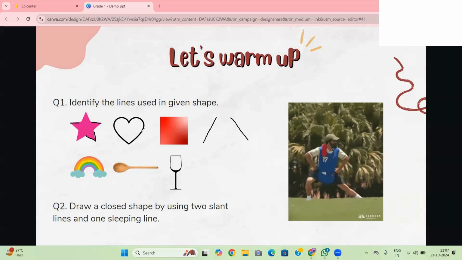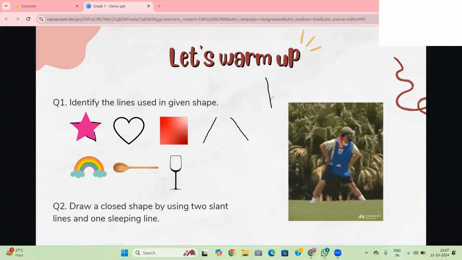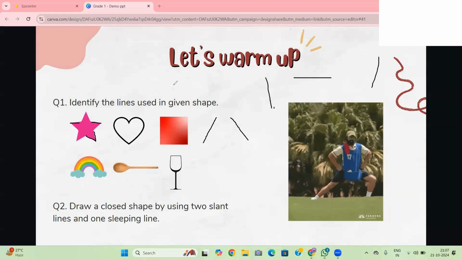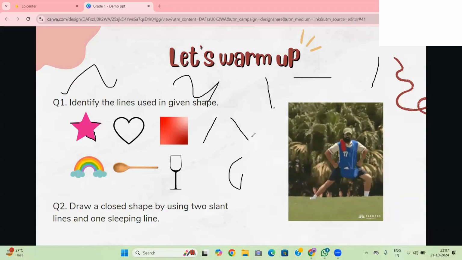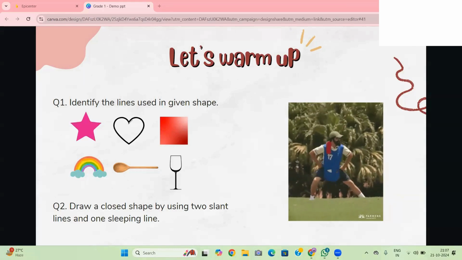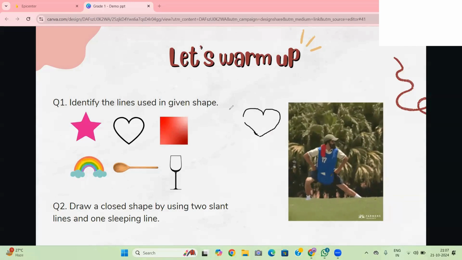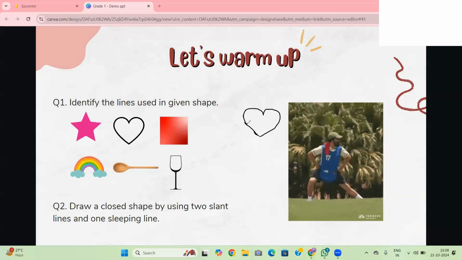Good job. And so far we have only talked about straight lines. In straight lines, we have these three: standing, sleeping, and slant. But what about these curves? Whenever we get shapes like this, or like this, we also get some curvy things. So we also have curvy lines. Whenever we see this heart, it is made up of curves. It is made up of curvy lines.